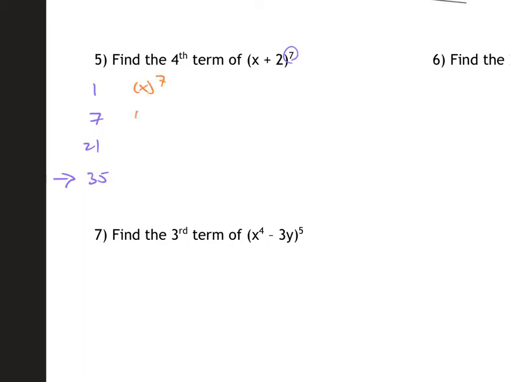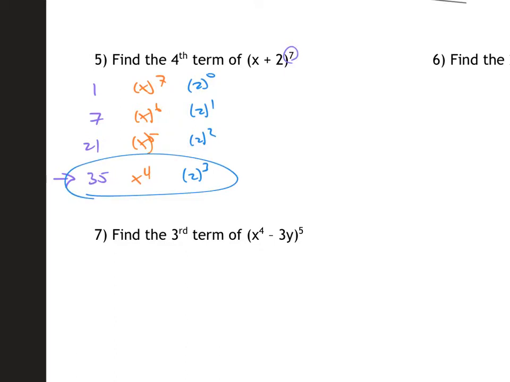X to the 7th, x to the 6th, x to the 5th, x to the 4th. Let's do the other one backwards. So 2 to the 0, 2 to the 3rd. And then this is all I care about, so let's simplify that. So 35 times x to the 4th, 2 cubed is 8. So 8 times 35 is 280, x to the 4th. So that is my little piece right there.